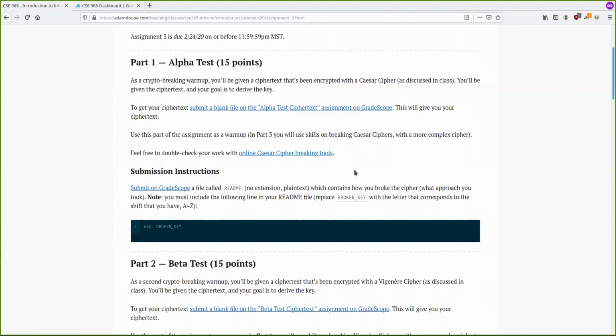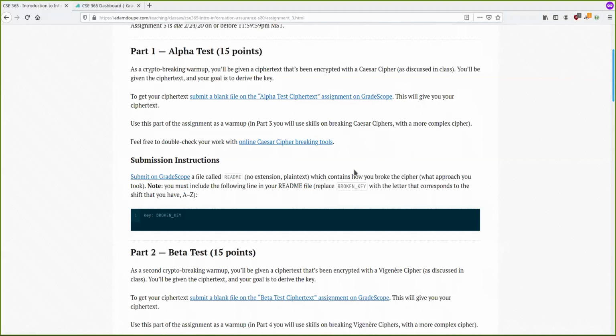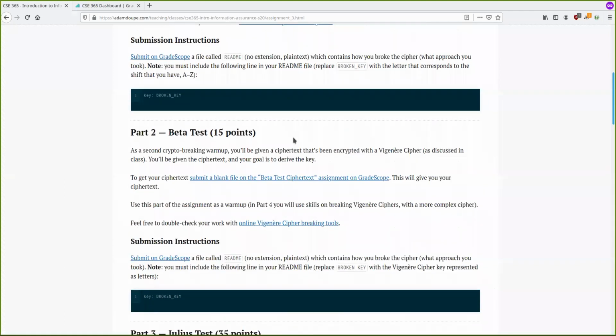The second part is another warm-up question where you have to break the Vigenère cipher, similar to the cipher that was discussed in the class. And just like part 1, you will be given a ciphertext and your goal is to obtain the key. I highly encourage that you solve part 1 before attempting part 2, because some of the solution approaches that you use in part 1 will also be useful for part 2 itself.